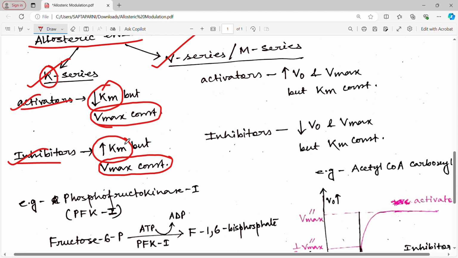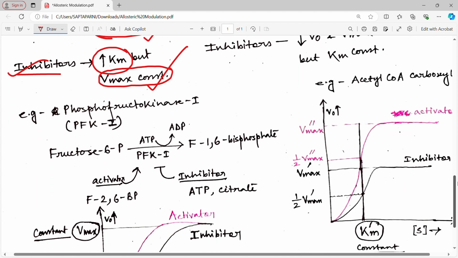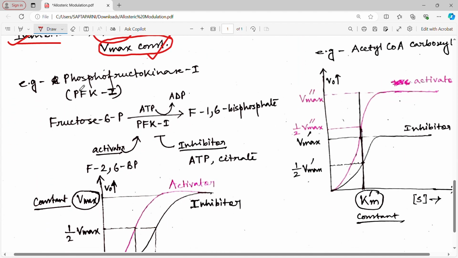Okay. So, in case of activators, Km value is decreased. As a result, affinity of substrate and enzyme is increased. But in case of inhibitors, the Km value is increased. That is why the affinity between substrate and enzyme is decreased. Okay. But in both the cases, Vmax remains constant. Okay. Let's take an example. The example of this kind of K series allosteric enzyme is phosphofructokinase 1, or we also call it PFK1.